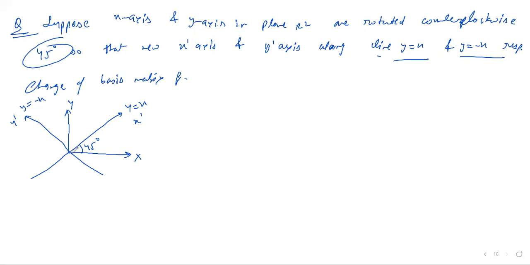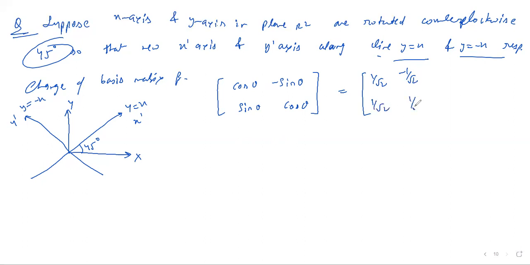Now what is my rotation matrix? My rotation matrix is cos theta, minus sin theta, sin theta, cos theta. As the angle is 45 degrees, it will be cos 45, minus sin 45, sin 45, cos 45. The corresponding values: cos 45 is 1 by root 2, minus sin 45 is minus 1 by root 2, and the other two entries are 1 by root 2.